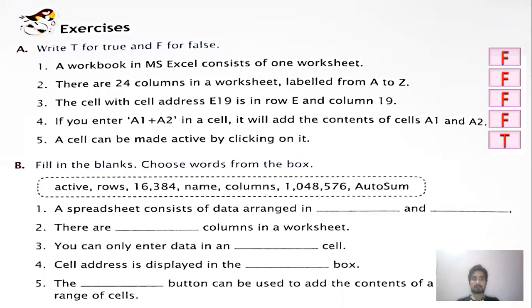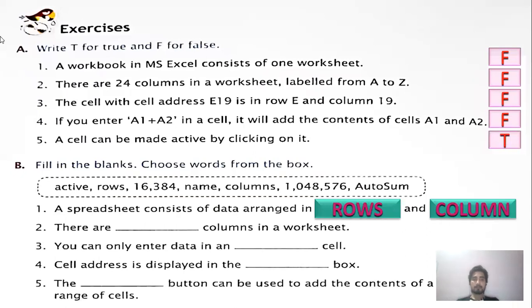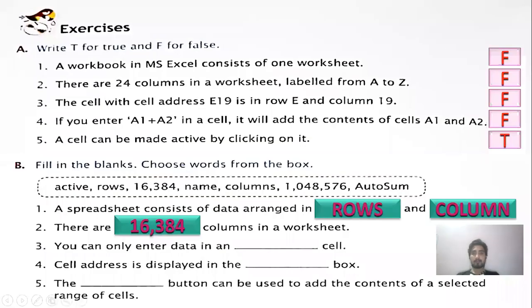Exercise B. Fill in the blanks. Choose words from the box. First one. A spreadsheet consists of data arranged in dash and dash. So a spreadsheet consists of data arranged in rows and columns. There are dash columns in a worksheet. So there are a total of 16,384 columns in a worksheet, whereas there are 10,48,576 rows.